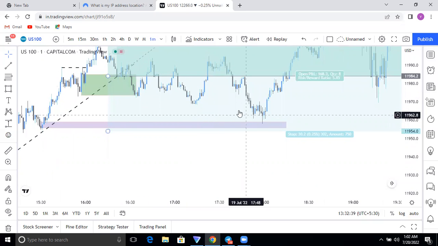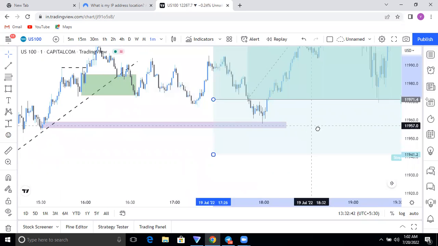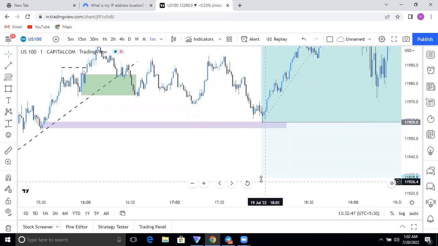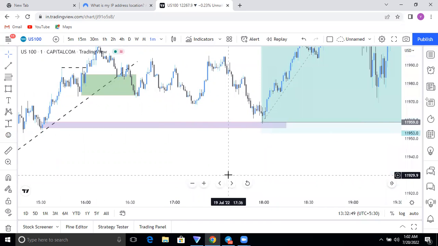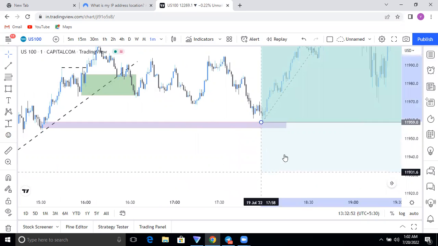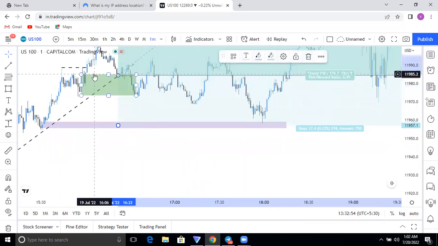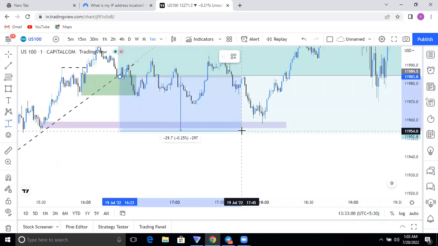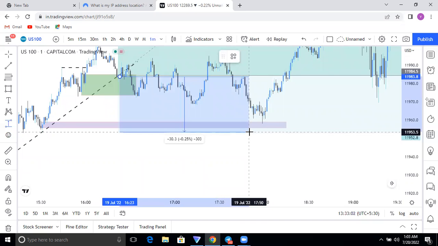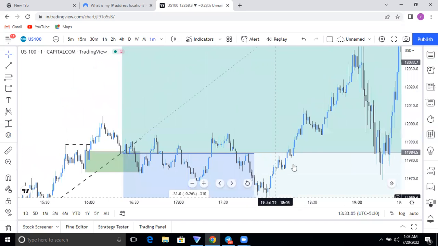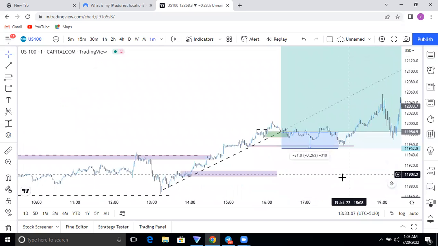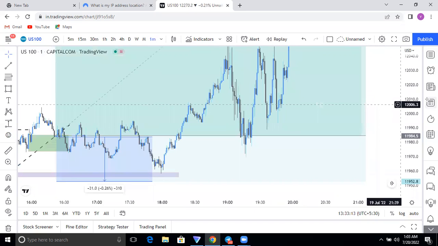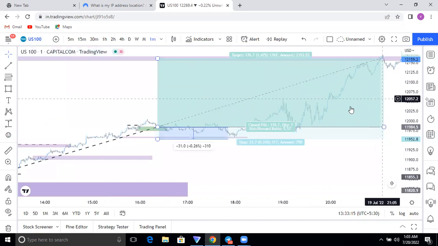So what I could have done better is to move my entry and put it right here. That would have given me more RR and an even lower stop loss. I think you understand that, but that wasn't what I did. I entered here really early and my stop was just below here. If you calculate the stop loss, it was around 30 pips. So it was quite big, right? Because I wanted to give it space. It was around a 30 pip stop, but the TP was huge, all right?